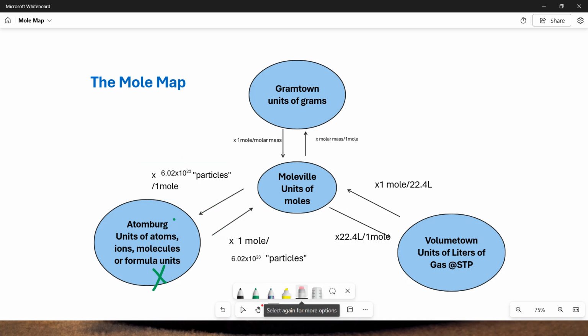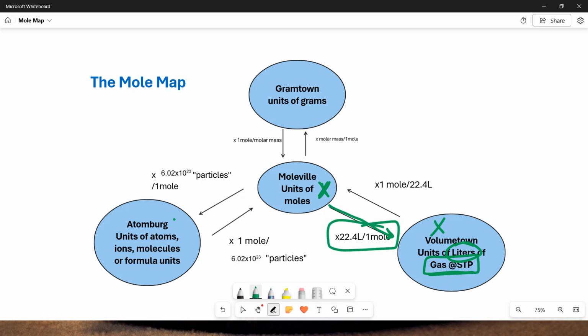Finally, the last place that I can go to is Moleville to Volume-town, and volumes are measured in liters, and it's only for a gas at STP, and STP stands for standard temperature and pressure, which is measured at sea level. So if I'm in Moleville and I want to travel down to Volume-town, I multiply by a relationship of 22.4 liters over 1 mole. And if I'm going the opposite direction from liters to moles, the relationship is reversed.